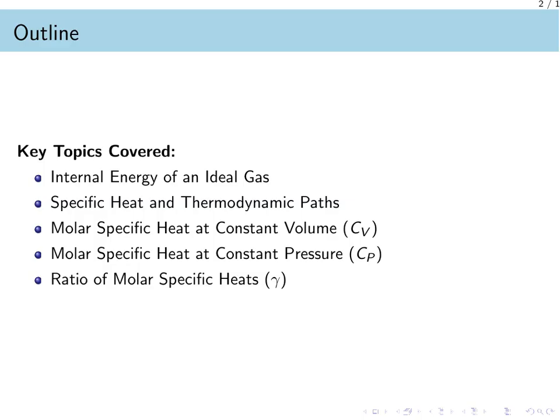This leads us to define two specific types of molar specific heat, one at constant volume and one at constant pressure. We will also examine the ratio of these molar specific heats, represented by the Greek letter gamma, and see how these concepts apply to monatomic gases. Understanding these topics is essential for describing how gases store and transfer energy during temperature changes.